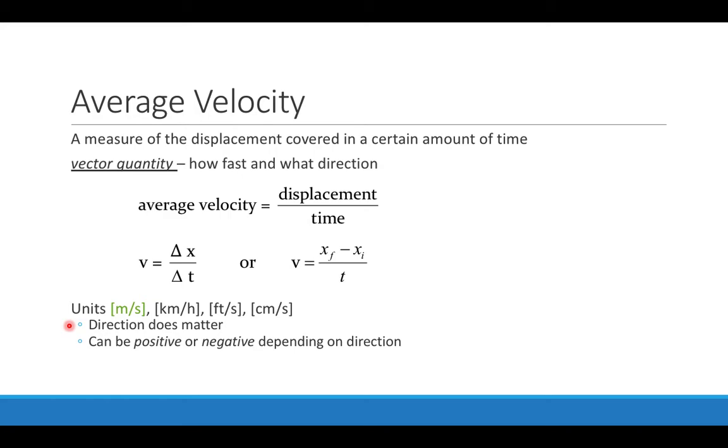When we talk about average velocity, direction does matter. So the average velocity can be positive or negative depending on the direction that the object is moving. Remember in the previous example, the displacement in one case was positive, and in the other case the displacement was negative. So if we were to look at those displacements over time intervals, the average velocity would be positive in one case and negative in another case. So it's telling us what direction the object is actually moving.